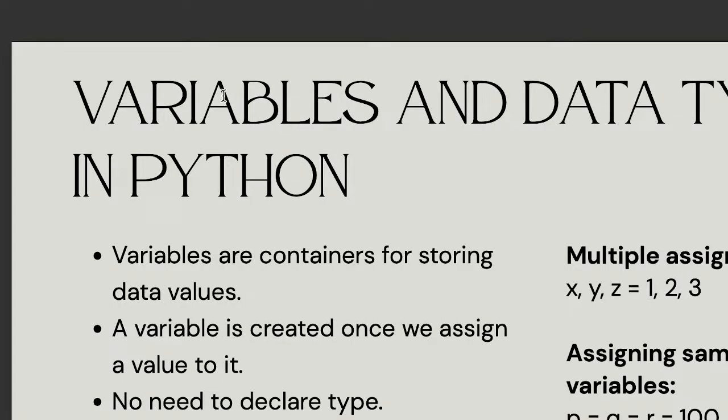Now we talk about the variables in Python. Variables are just named memory locations for storing data values. In Python, a variable is created once we assign a value to it. In other programming languages like Java and C, we have to specify the data type of the variable. We will talk about data types as well shortly. But in Python, we don't have to specify the data type. We can just assign the value to a variable, and the variable would be created.